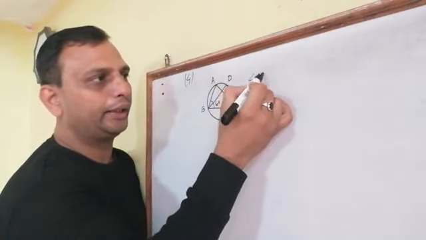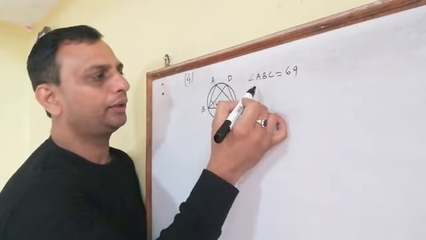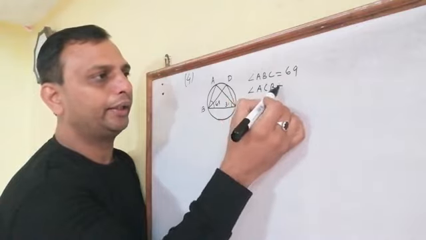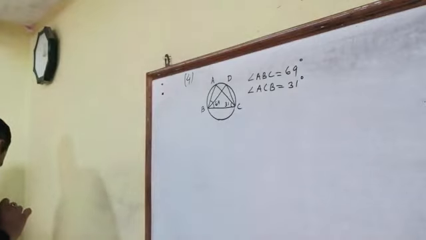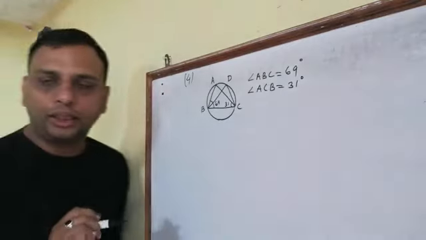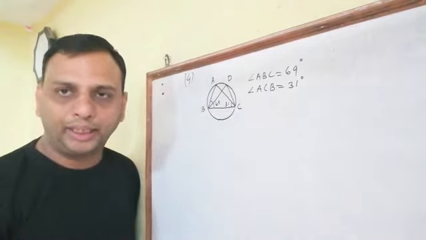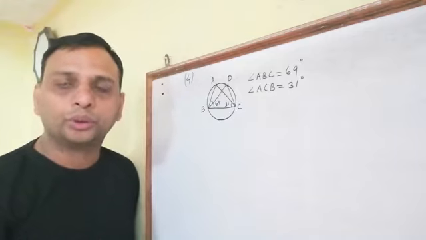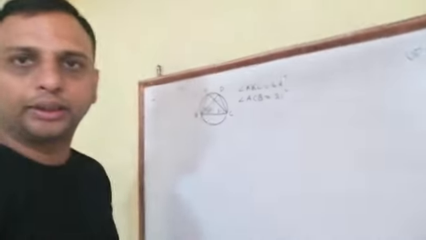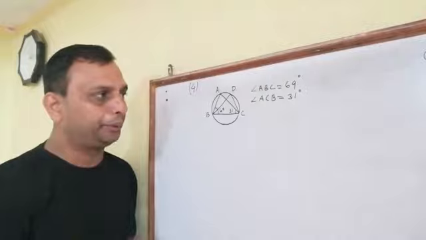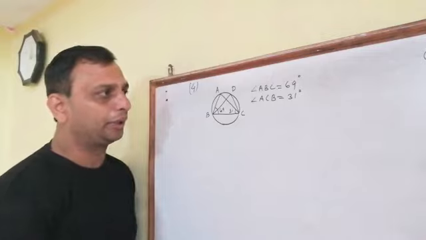It is given in the question that angle ABC is 69 degrees and angle ACB is 35 degrees. These two angles are mentioned in the question and we have to find the value of BDC. In previous classes I explained the angle in the same segment theorem. We'll use it to solve these questions. I hope you had gone through the theorems. If you had not, please refer to them. Without the theorem, you will not be able to understand this question. So the theorem is very important.